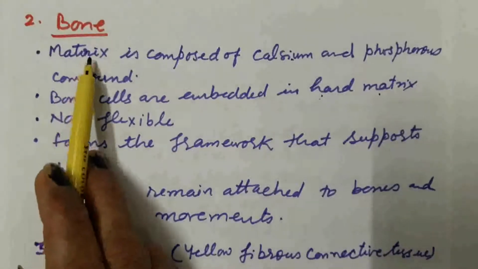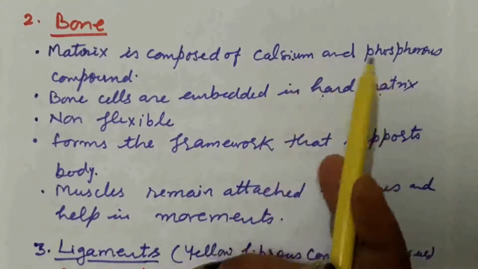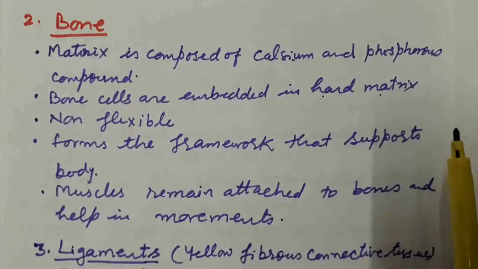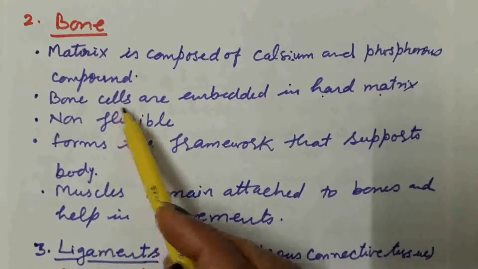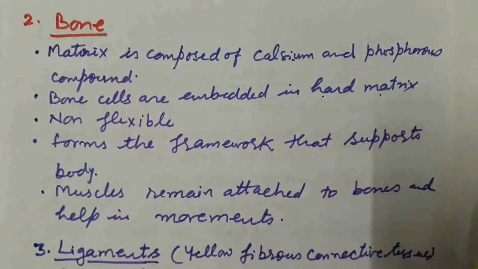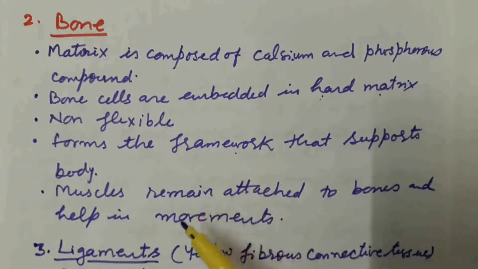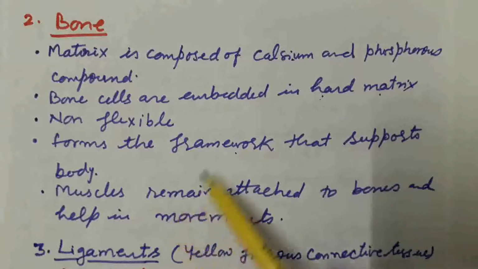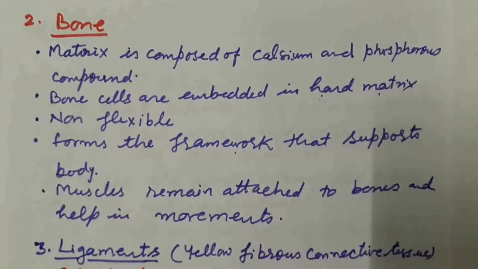The matrix of bone is very hard due to the presence of calcium and phosphorus compounds. Bone cells are the osteocytes which are embedded in the hard matrix. Bones are non-flexible. They provide the framework to our body. Muscles remain attached to the bones and then help in movement.